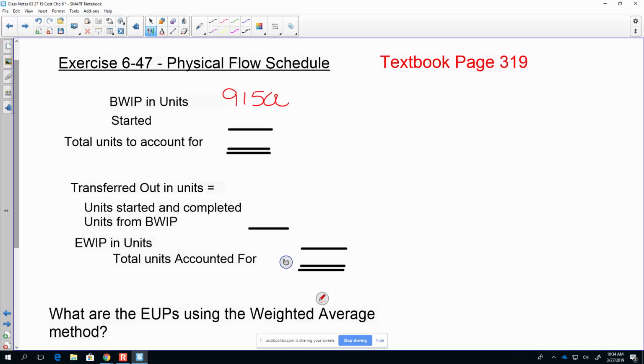91.5. Ending units 25.2. And started units 99,000. We can simply add these together for units to account for.